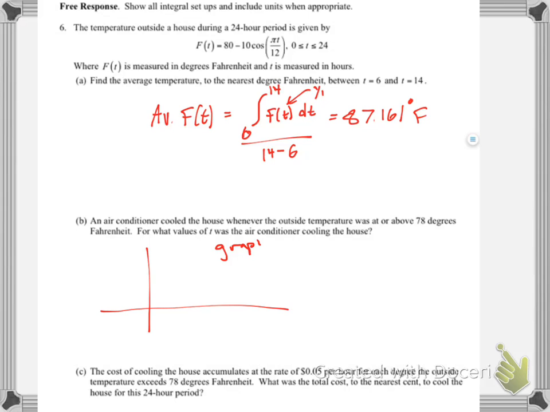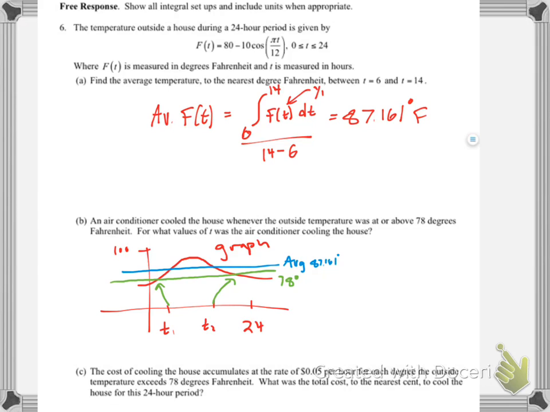Okay, but B, let's get a graph going. That's a really rough graph, and there's that average value we just calculated thrown into the graph, just to give you some perspective. So here is a little graph of our situation. It says an air conditioner cooled the house whenever the temperature was at or above 78. Probably should throw 78 in there too. Let's do that. And it says what values of T was the air conditioner cooling the house. So basically we want to find out where that T1 and T2 are, and then it would just be the interval of the values between that.